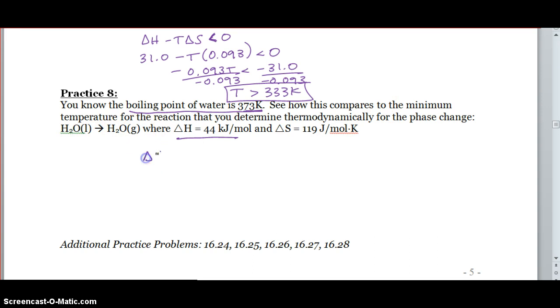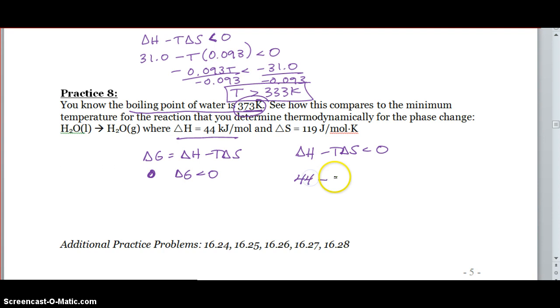So the same thing, delta G is equal to delta H minus T delta S. We want delta G to be less than 0, so that means we want delta H minus T delta S to be less than 0. So rather than plugging in this temperature, right, we're solving for the temperature, just like we did here, and then we're going to compare it. And you'll see why the boiling point of water is 100, and why that happens spontaneously as soon as it gets to 100 degrees Celsius.